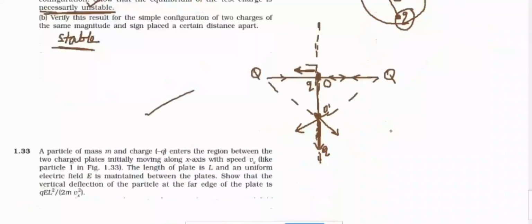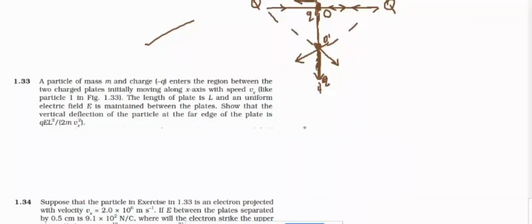Okay. Now, question 33. A particle of mass m and charge minus q enters a region between the two charged planes, initially moving along x-axis with speed vx. The length of the plate is L and uniform electric field E is maintained between the plates, so that the vertical deflection of the particle at the far edge of the plate is qEL square by 2m Vx square. So this is a continuation of question 14. In question 14, we have derived the equation for vertical deflection.